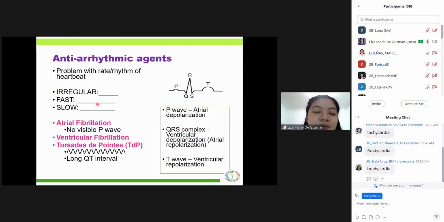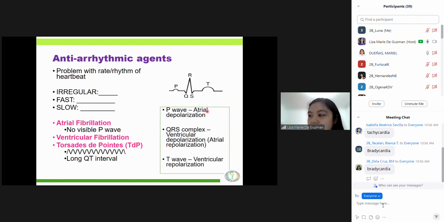And then the good thing about these electrical impulses is that they can be measured using an electrocardiogram or ECG. I'm not sure if you have experienced an ECG before, but these electrical impulses originating from the SA node can be measured using the ECG. This action potential can be measured using electrocardiogram, and then they represent the following. The P wave, the QRS complex, and then the T wave. So the P wave represents atrial depolarization.